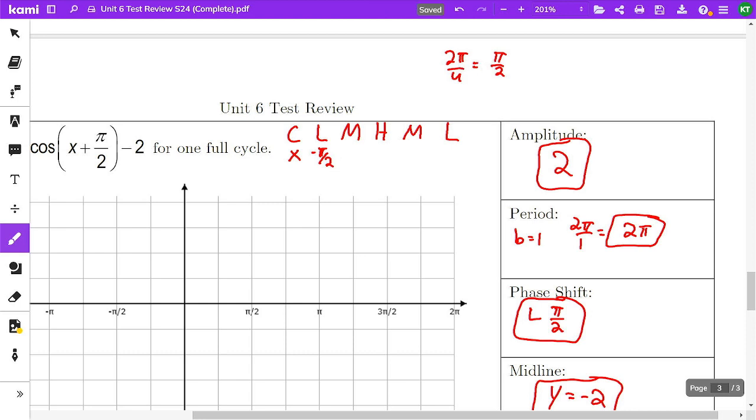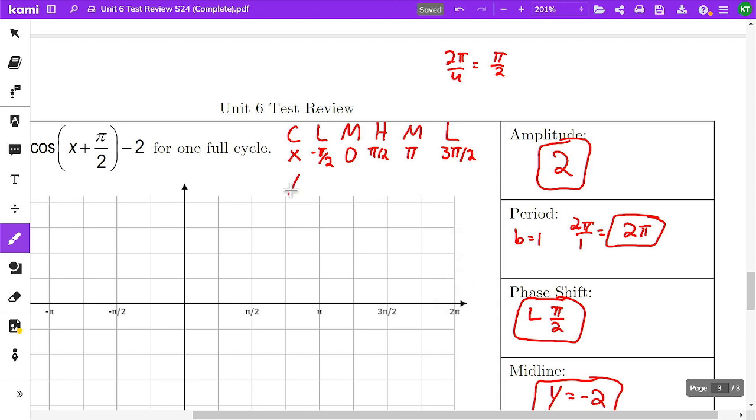So negative pi over 2 plus pi over 2, 0. 0 plus pi over 2, pi over 2. Pi over 2 plus pi over 2, pi. Pi plus pi over 2, 3 pi over 2. So that would be one full period right there.